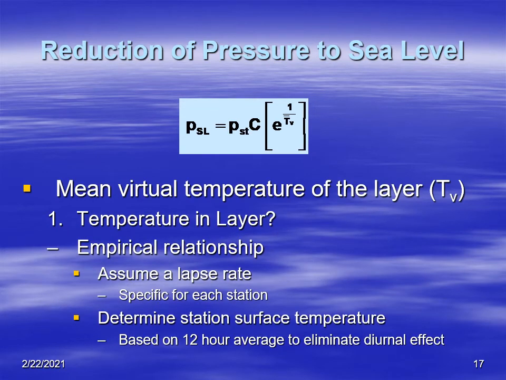So the first one, the temperature in the layer, is typically an empirical relationship using some lapse rate. Typically, it's the standard lapse rate that might be modified a little bit. Typically, it is modified for each station. And then you take the surface temperature over a 12-hour period and average that so that we get rid of the diurnal effects. You know, in the morning it's cold and in the afternoon it's hot. If you just use the cold temperature, you'll get higher pressure. If you use the warmer temperature, you'll get lower pressure. So averaging the two eliminates the diurnal effect.